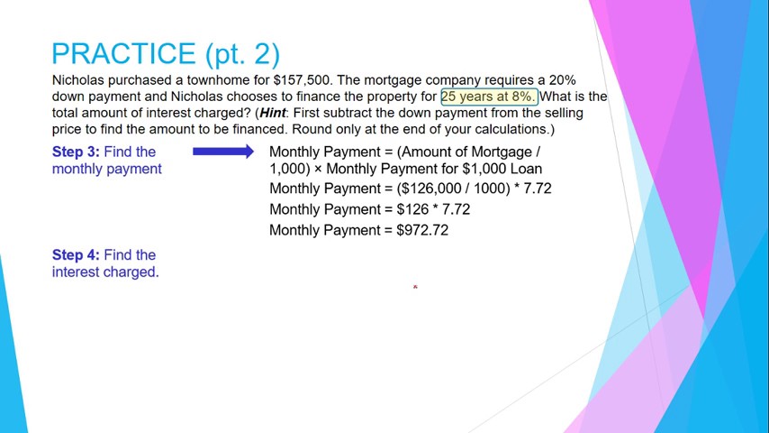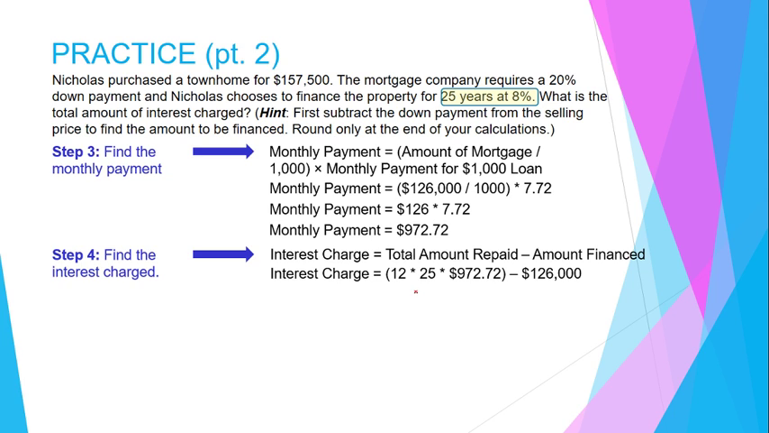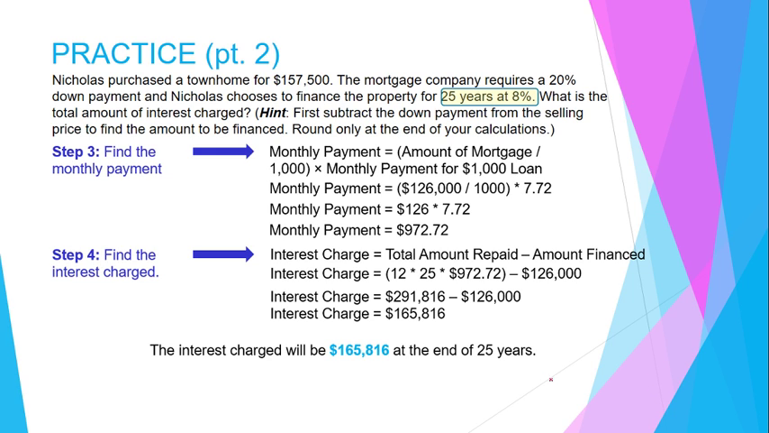Last step is to find the interest charged. Plug it into the formula, 12 times 25 years times $972.72 monthly, and subtract 126,000 from that. We get the interest charge of $165,816. That's more than how much Nicholas paid for the house.